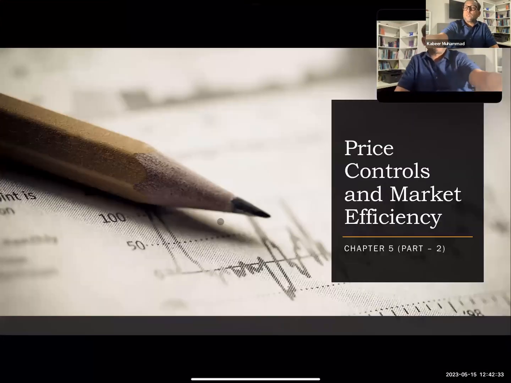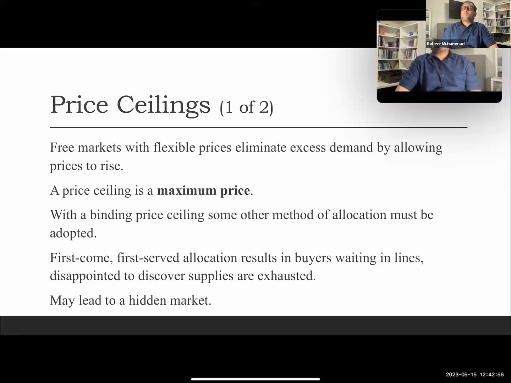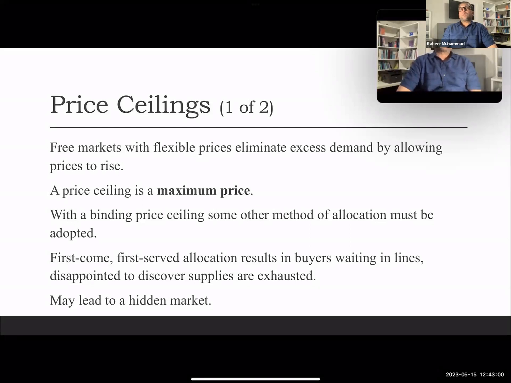price ceiling and who is going to suffer with this price ceiling. So the topic is price controls and market efficiency, and we are now talking about the price ceiling. A price ceiling is a maximum price that the government imposes in the market through different orders or regulations. But if it is not binding, then it's not an issue.